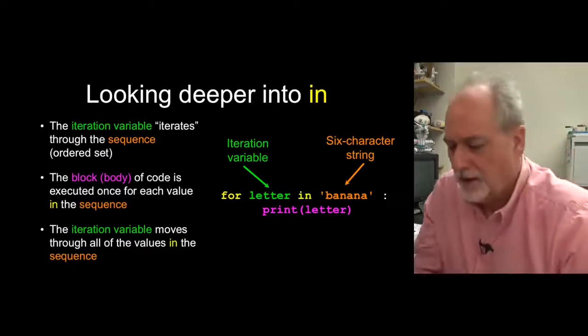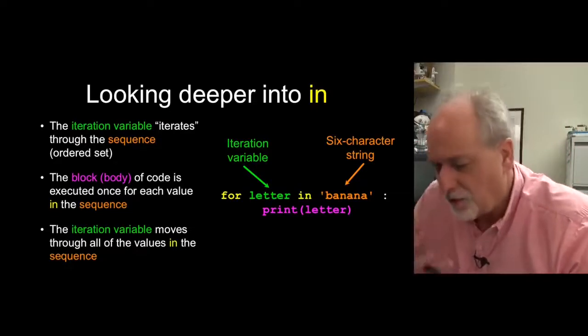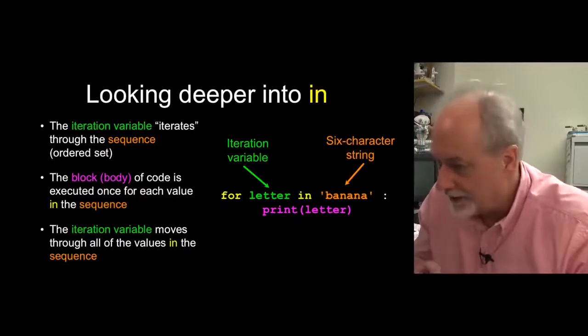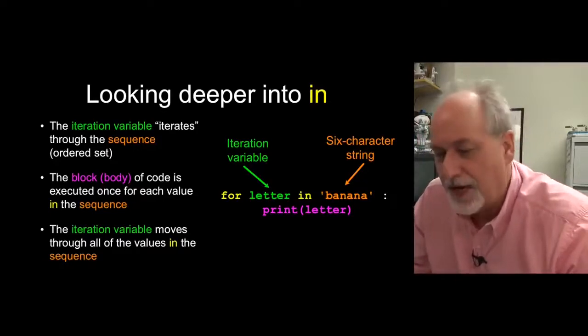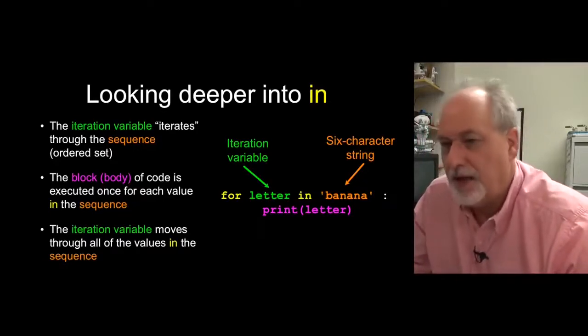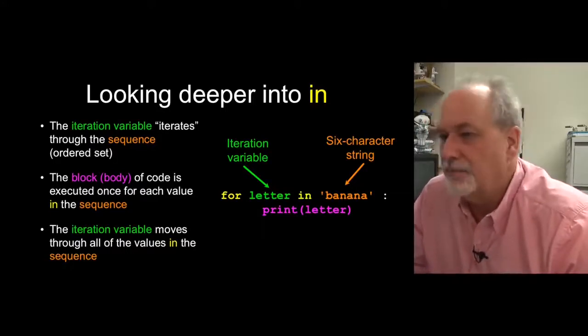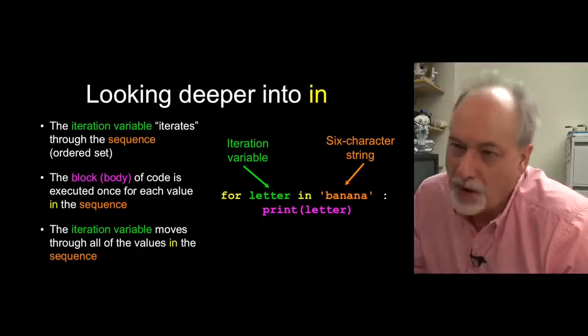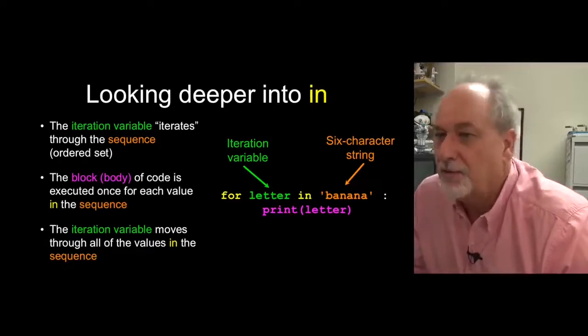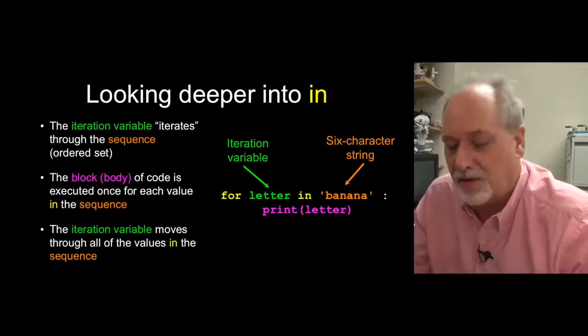So again, it's for iteration variable letter. Again, don't get stuck with letter. I just happen to be using it here in banana. And that is for each character in the string banana. Run this loop once, changing the variable letter to be the particular character that we're pointing at.